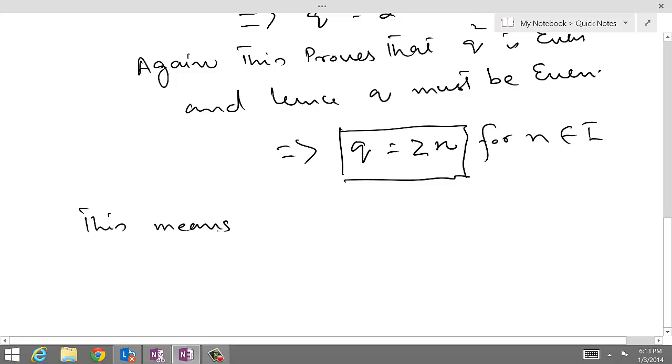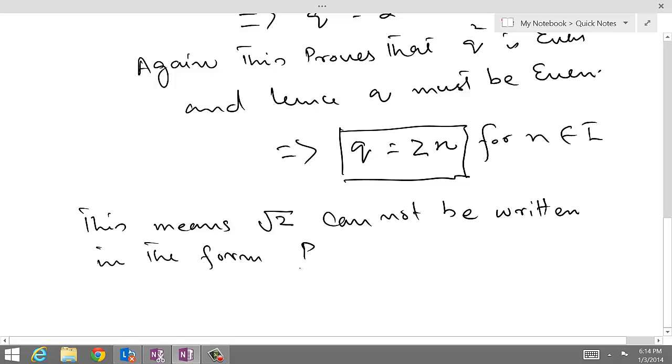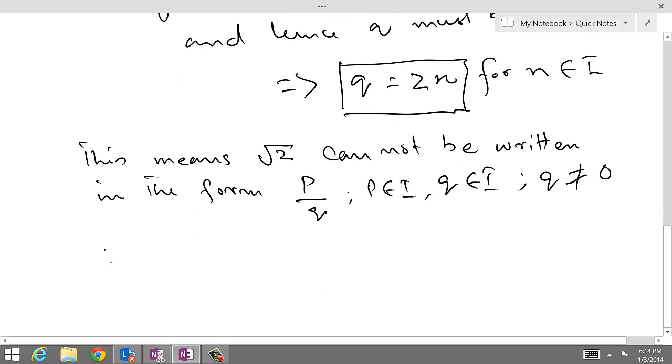And what was the basic assumption? That under root 2 can be written in the form p over q. This means that under root 2 cannot be written in the form p over q, where p belongs to I, q belongs to I, and q is not equal to 0. So under root 2 is not a rational number.